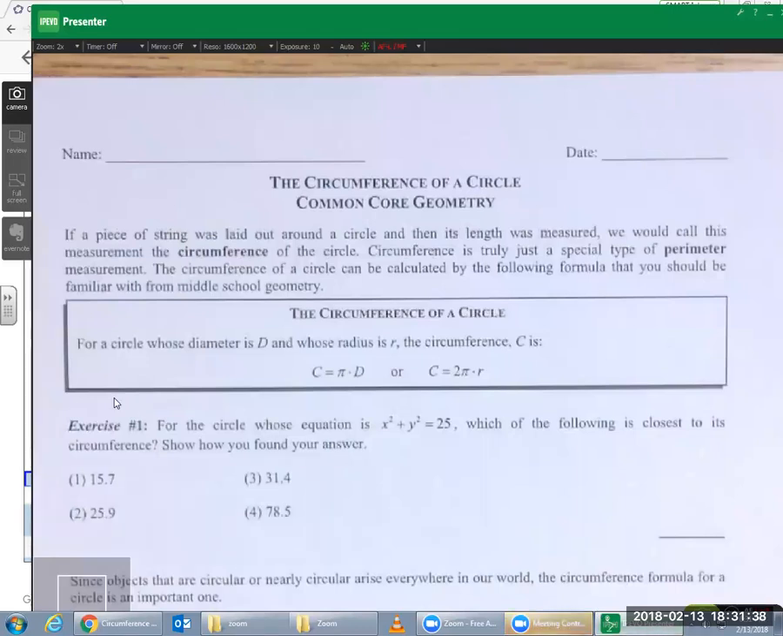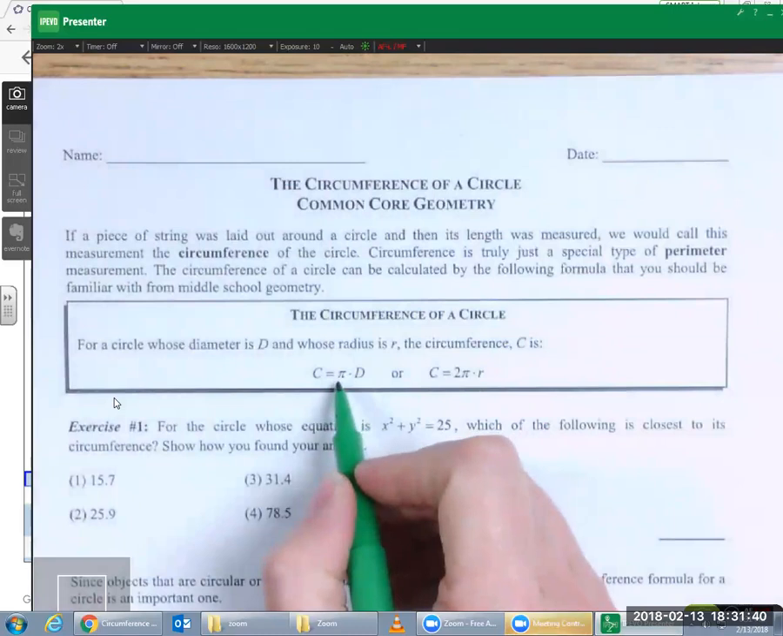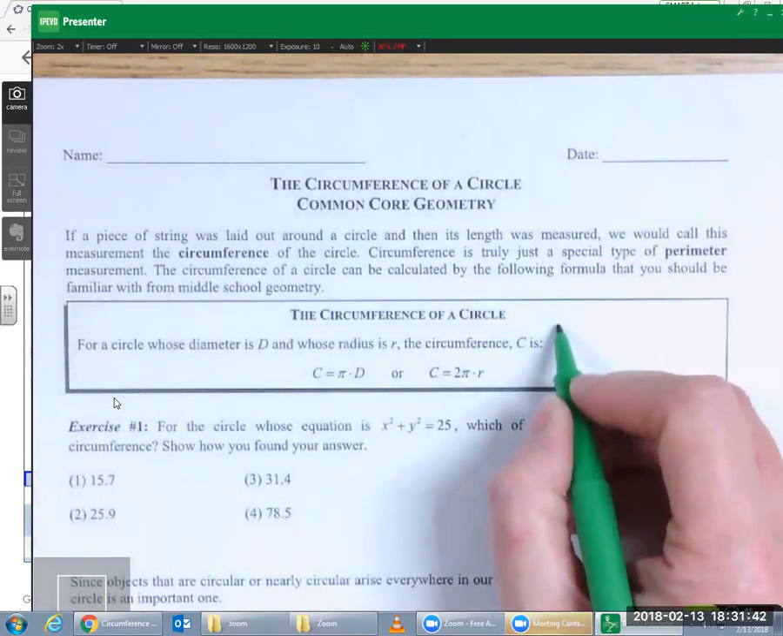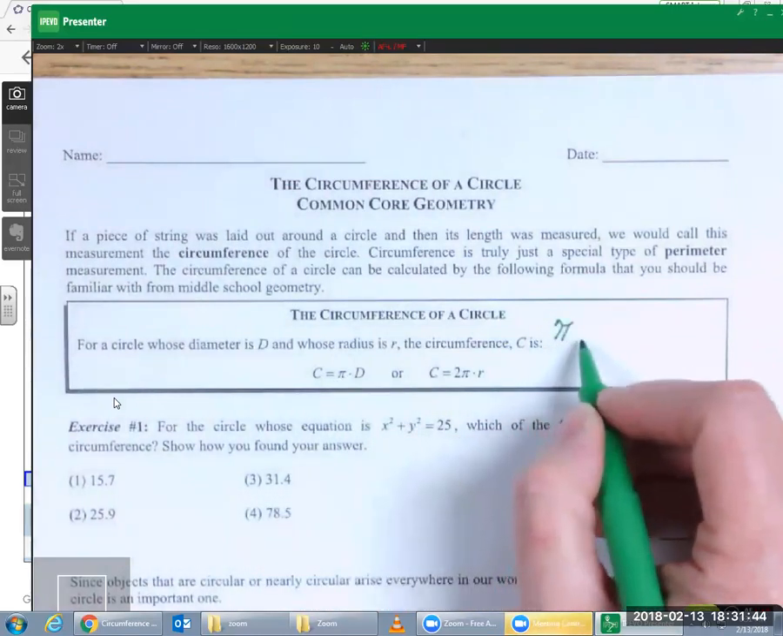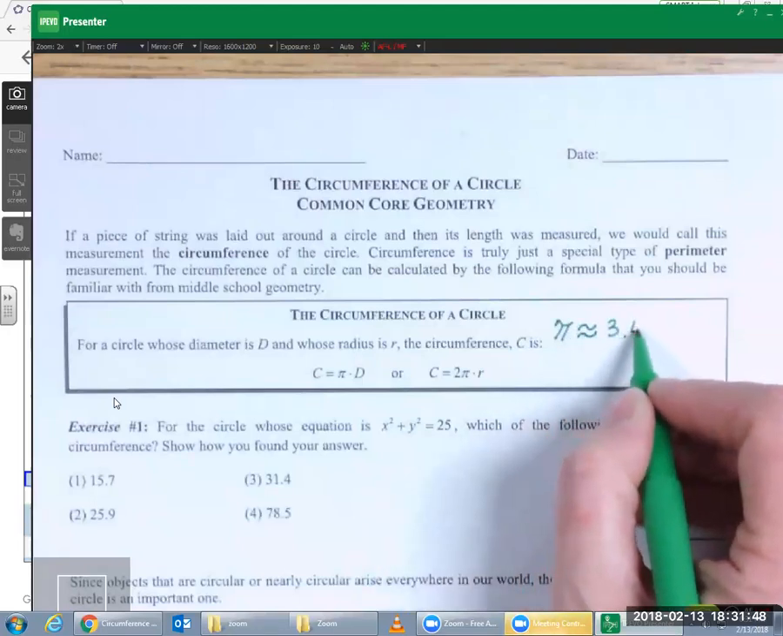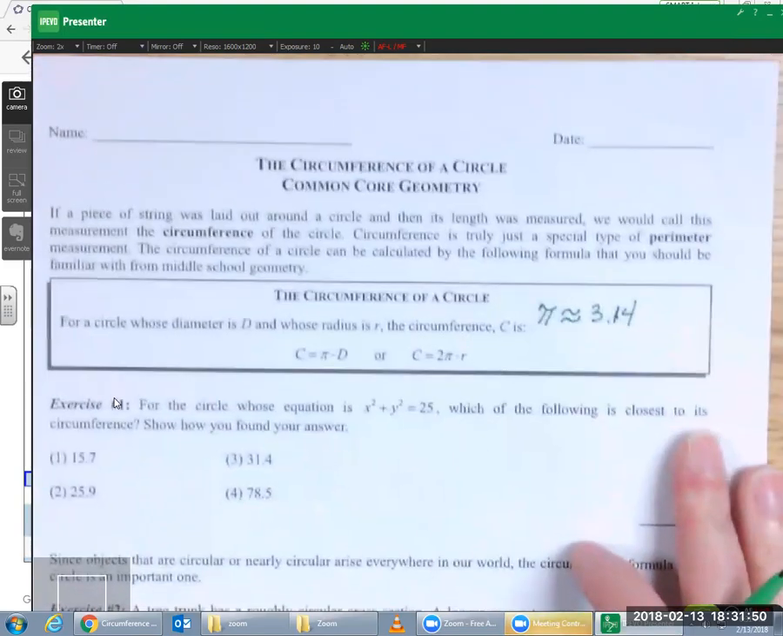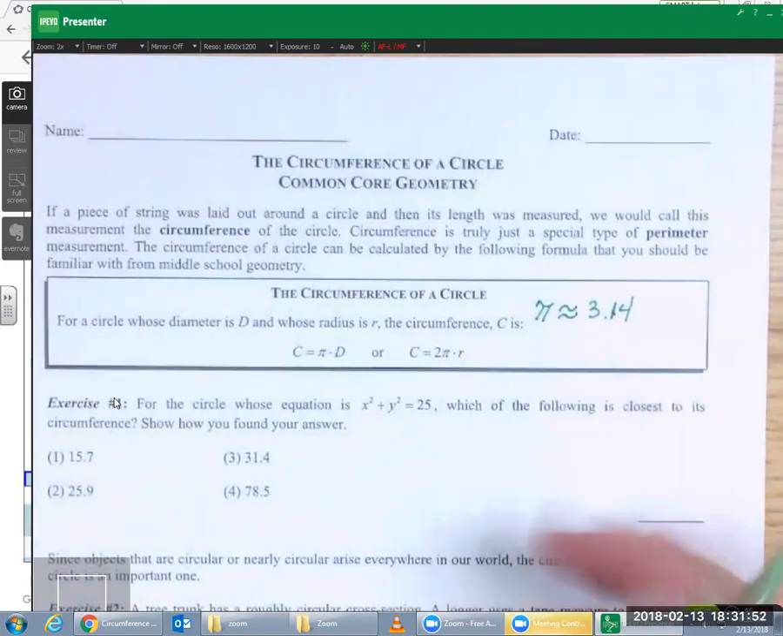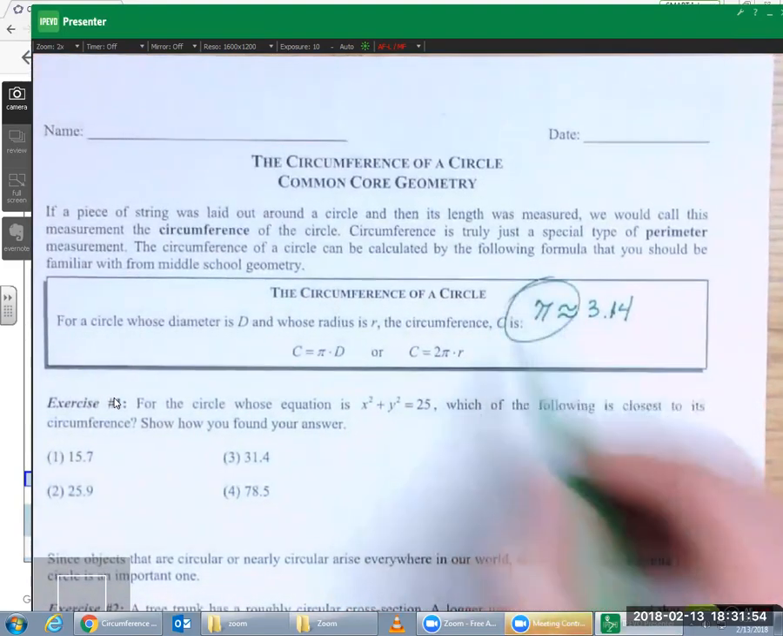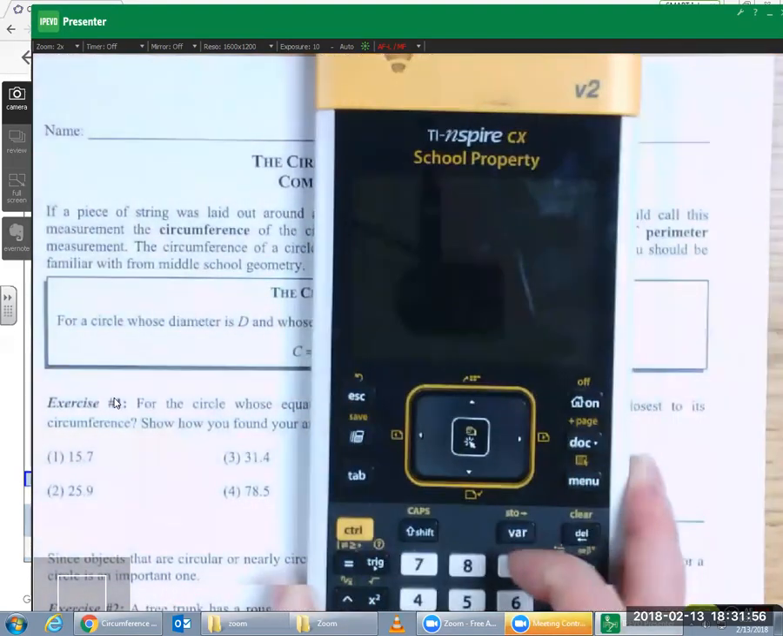Okay, so we know that pi is involved in the circumference. And remember, pi is 3.141592, and it keeps going and going. We can remember it's approximately 3.14. As we do our calculations, I'm going to ask that you do not use the 3.14. I want you to use the symbol for pi, and I want you to use it on the calculator.